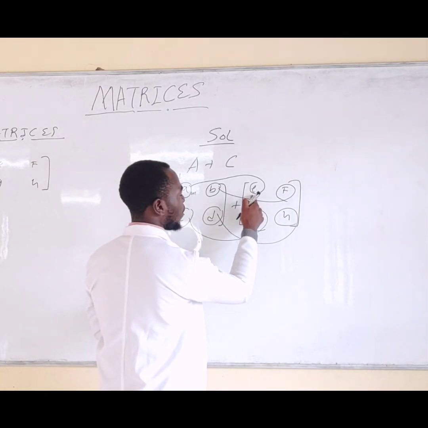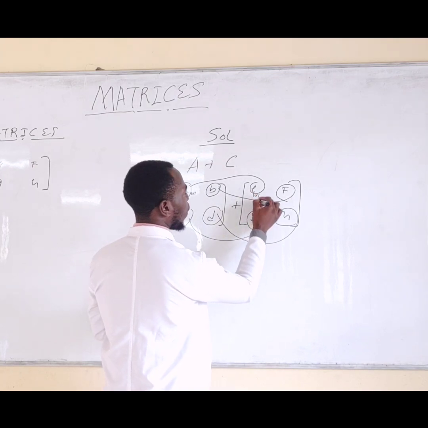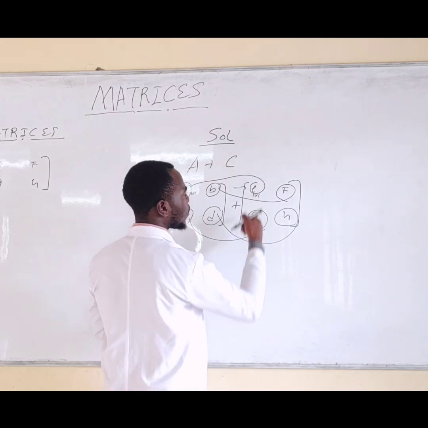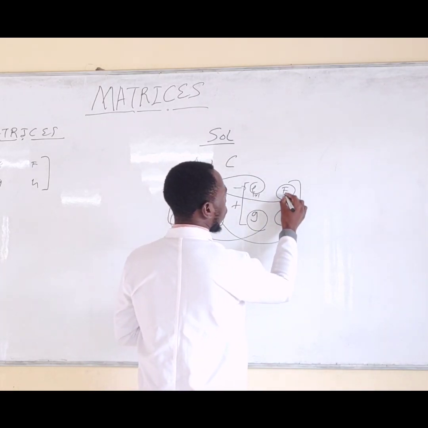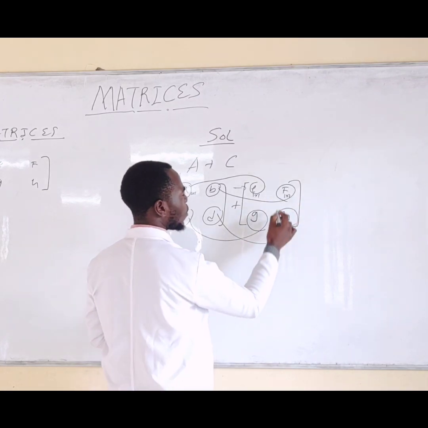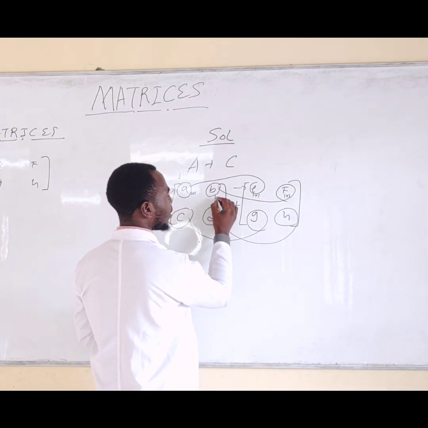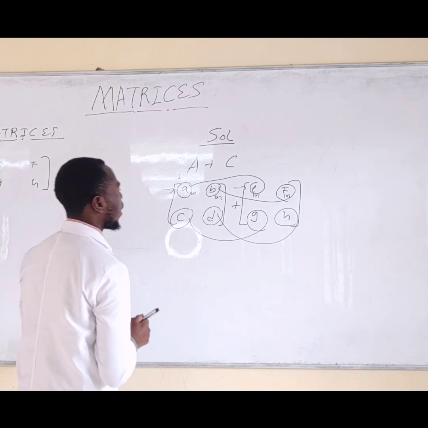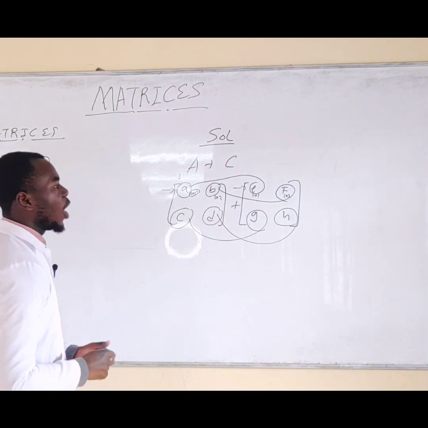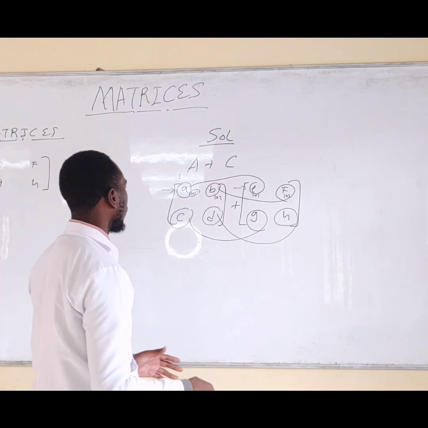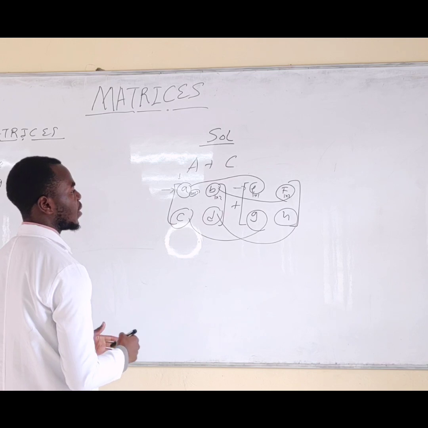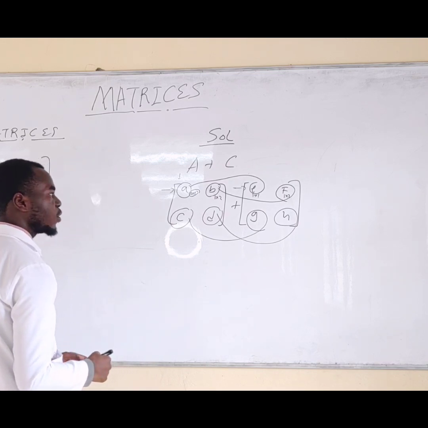And the order of element E is what? 1 by 1, because it's in the first row and in the first column. This one is 1 by 2. It is in the first row, but in the second column. I believe this is the complementary partner of this one, because they are in the same order. Those elements that are in the same order, we are going to be adding them. But those elements that are in different orders, there is nothing like to add them. Is it okay?